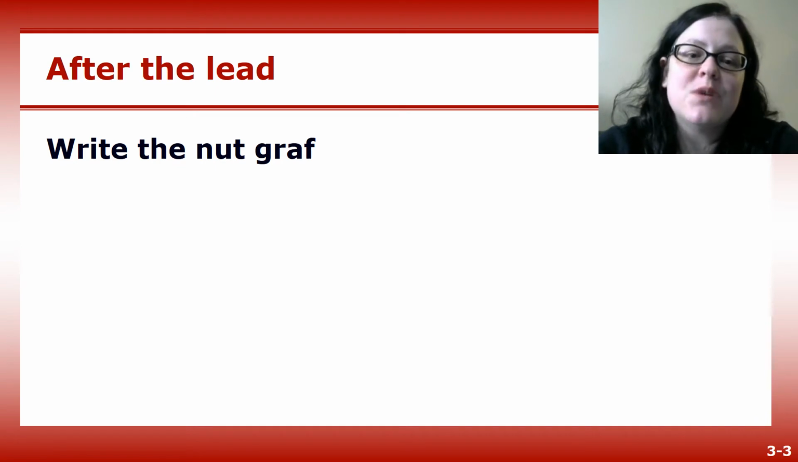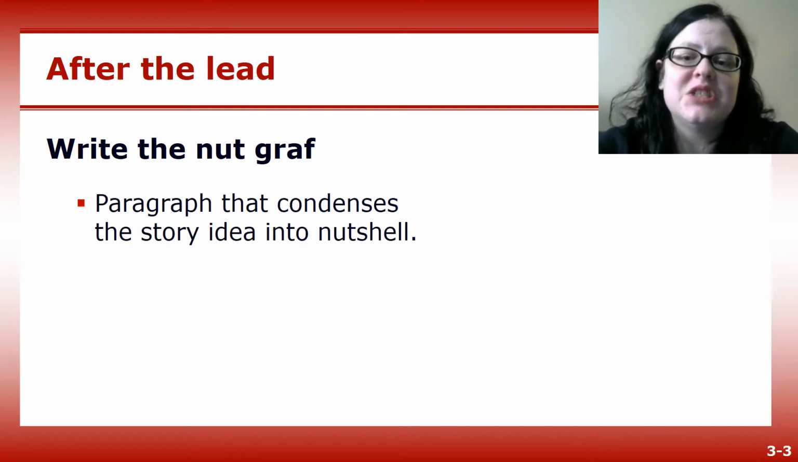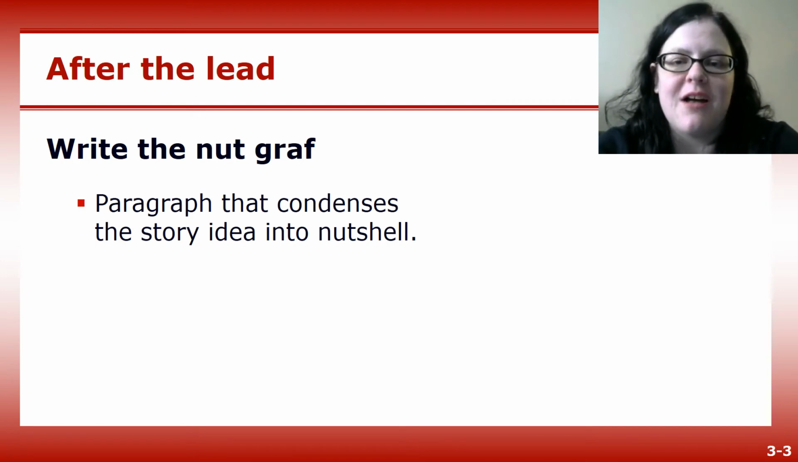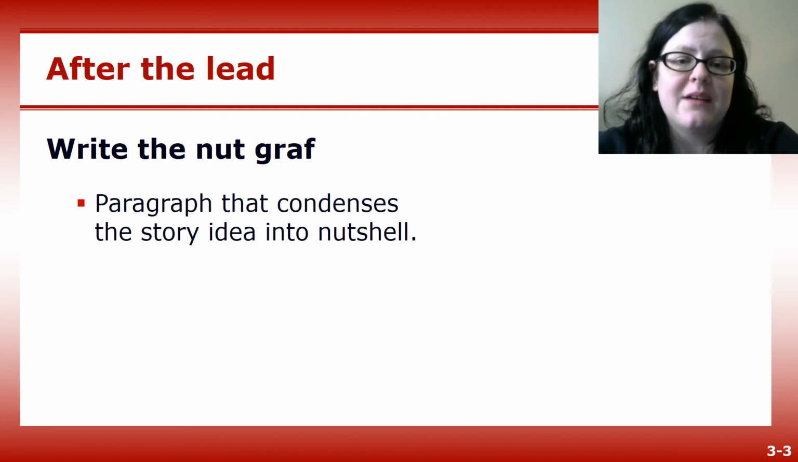After the lead is what's called a nut graph. This is a paragraph that condenses the story in a nutshell. It's the paragraph that contains the reasons for writing the story, the reason why readers should care about the story. It's typically in the first 6 paragraphs of the story.